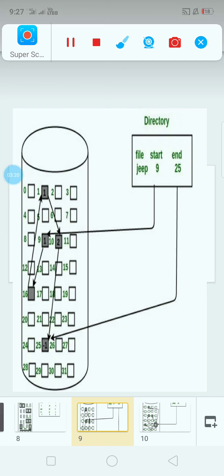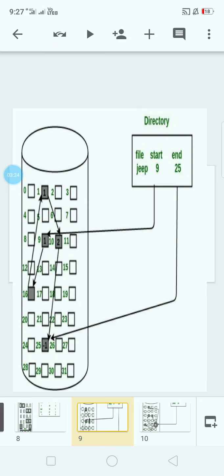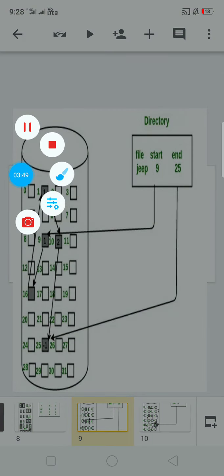Now we can see linked list allocation. In this scheme, each file is a linked list of disk blocks which need not be contiguous. The disk blocks can be scattered anywhere on the disk. The directory entry contains a pointer to the starting and the ending file block. Each block contains a pointer to the next block occupied by the file.